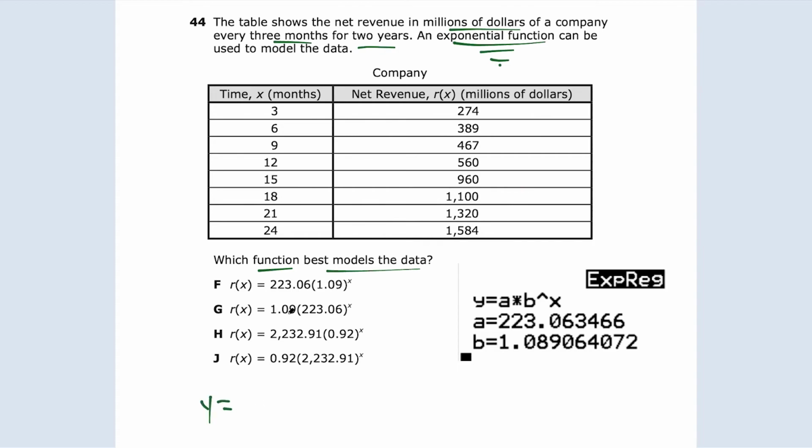We have y equals a was 223.06 if we round to the nearest hundredth. Right away I could see that it's choice F, but just to see how it definitely fits, b was rounded to the hundredths place, so it stopped here. So an 8, we look to the right, it's a 9, we round up to 1.09, and this is to the x power. So using the exponential regression function of the calculator, we could determine our answer is choice F.